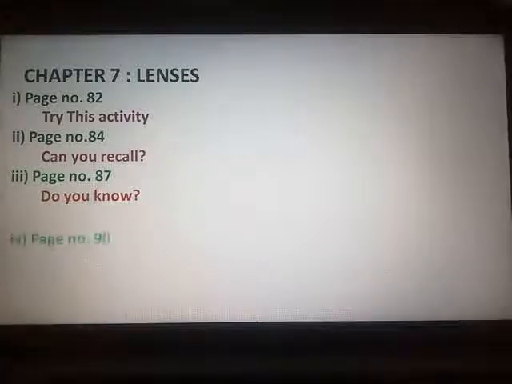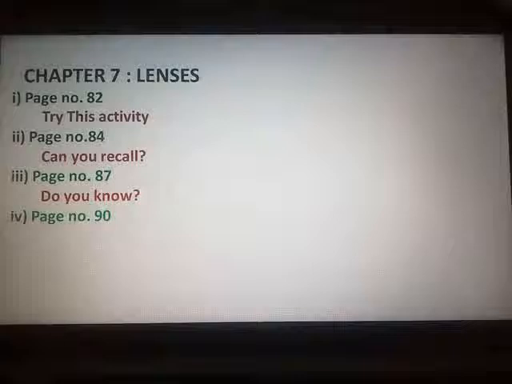Page number 88, there is no reduction. The defects of the vision are there: hypermetropia, myopia. On page number 89 also presbyopia. Then use of concave lenses. All these topics you have to study. So directly we come to page number 90.